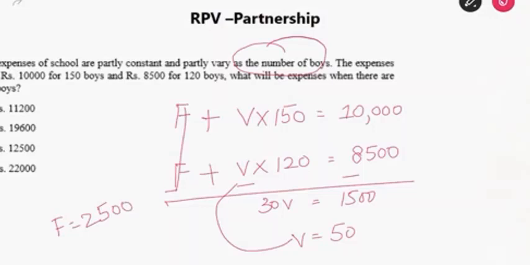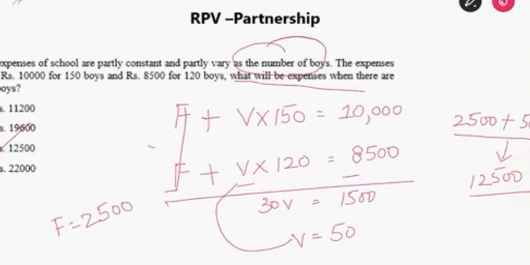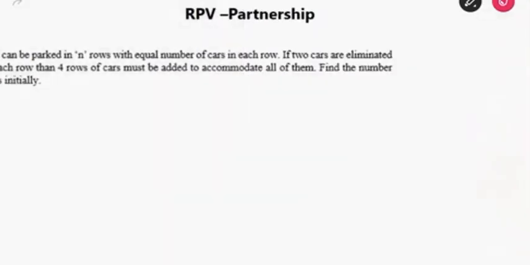Now what is the question asked? What will be the expenses when there are 200 boys? 200 boys. The fixed cost is 2,500, the variable cost is 50, and there are 200 boys. So the expenses of the school will be 12,500. These are the calculations. Option C is correct. Next question.